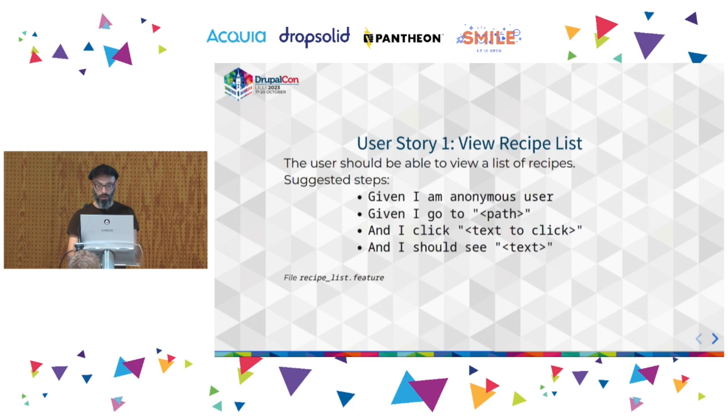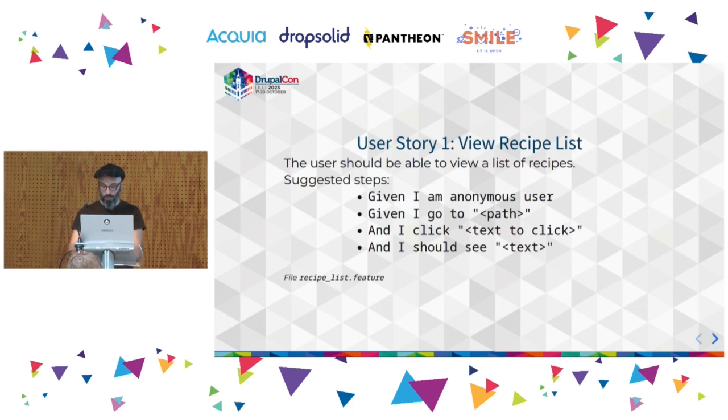For this, I suggest these steps: given I'm an anonymous user. Then another step: given I go to a certain path, and I click a text to click, okay? Because the idea is that the test should be readable by any people. You don't use, for example, a CSS selector or something like that, but you use real text that you can see on the website. And then you have a step to check the result, so you can use then I should see a certain text.